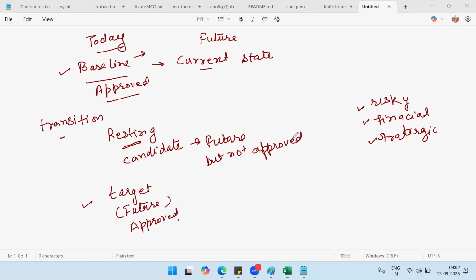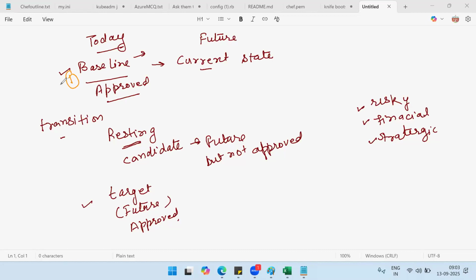Okay. So now we have discussed number one. We have discussed the baseline. I hope this is clear to everyone. This is the current state, the approved state, right? Which is running in production, or which is live, right?